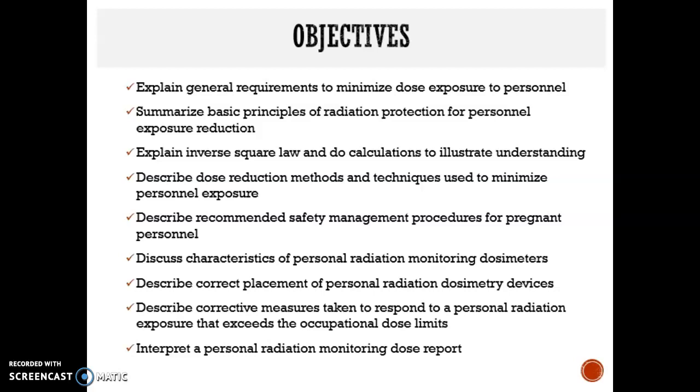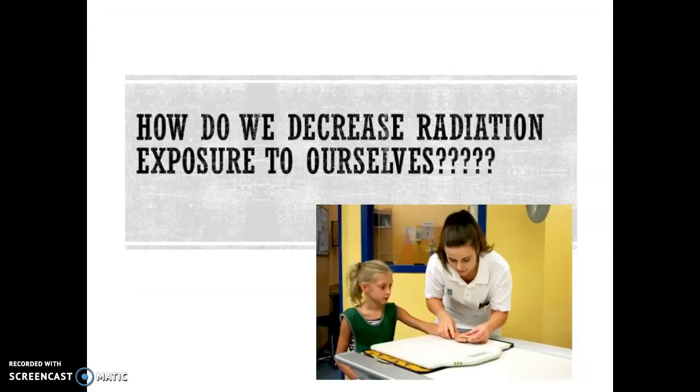We need to summarize basic principles of radiation protection, explain the inverse square law as it applies to us, describe how the dose reduction methods and techniques can be used to minimize our dose. We'll be looking at recommended safety management procedures, characteristics of personal radiation monitoring, correct placement of the TLD, and we will be interpreting a personal radiation monitoring dose report. So how do you go about decreasing the radiation exposure to yourself?